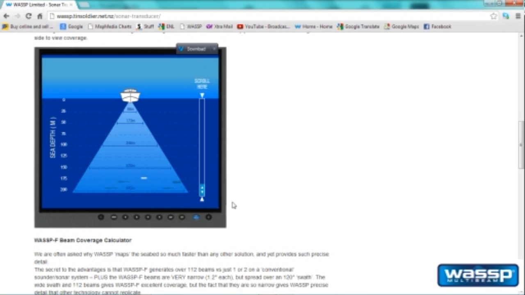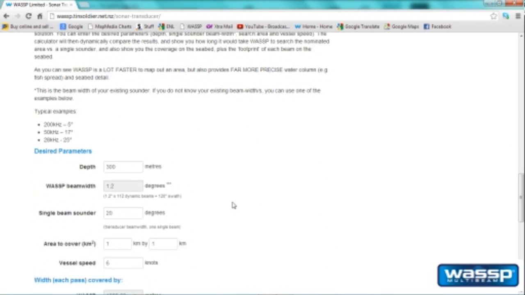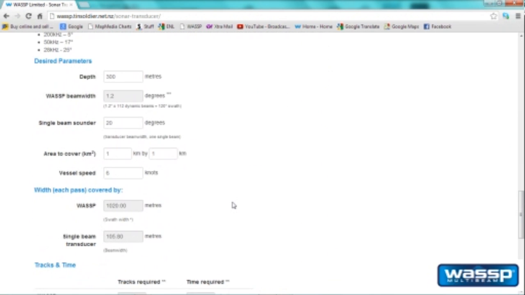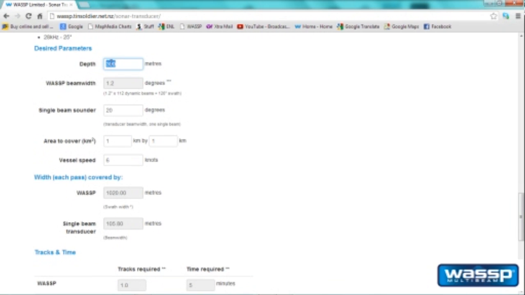Now, a lot of people struggle to comprehend that in real life scenarios. So I'm going to give you an example. Here's the calculator on our website, and we can choose a depth. So we'll start with a shallow water application. Let's say we're in 40 meters of water. Our WASSP beams are 1.2 degrees. A traditional sounder, a good sounder on 200 kilohertz would have a 5-degree beam, so we'll put that in. We're going to search an area of 1 kilometer by 1 kilometer grid, but you can decide what you want. And then, of course, the vessel speed will have an impact on how quickly we can map it out.